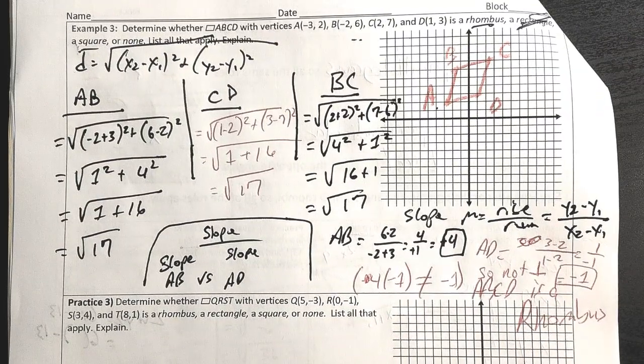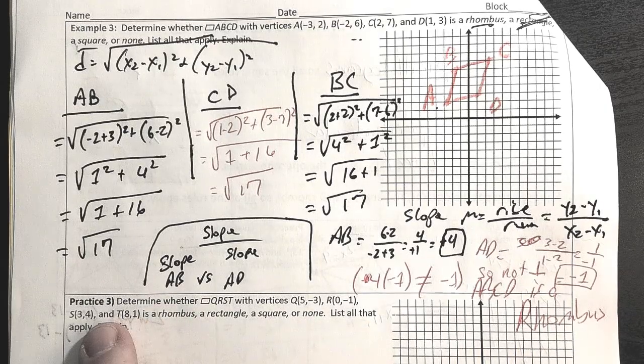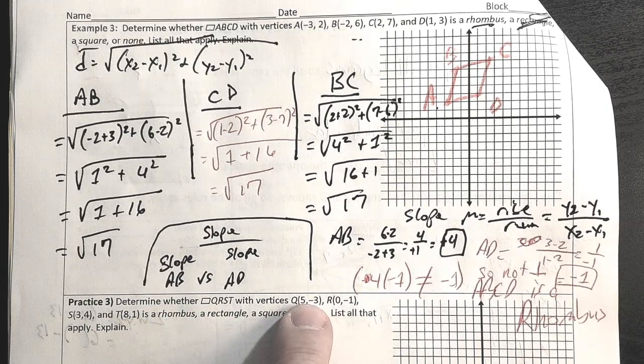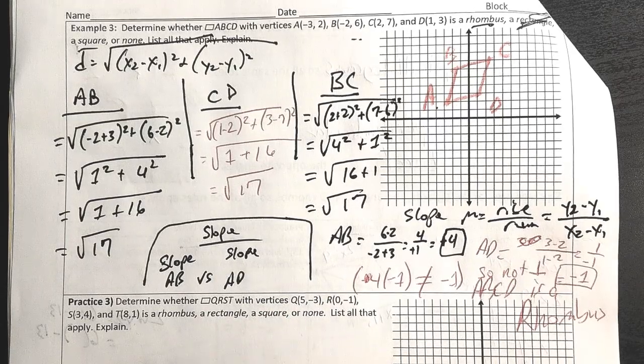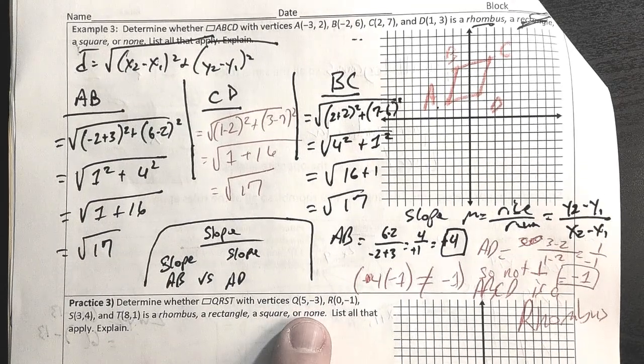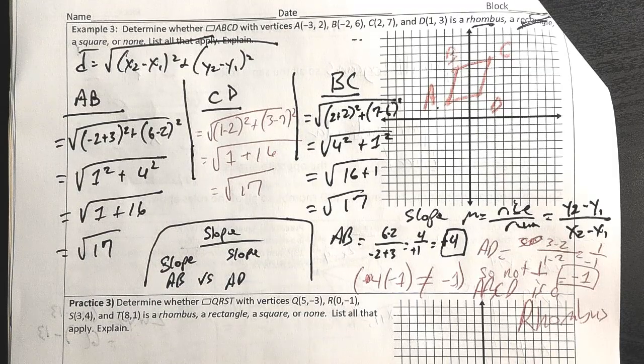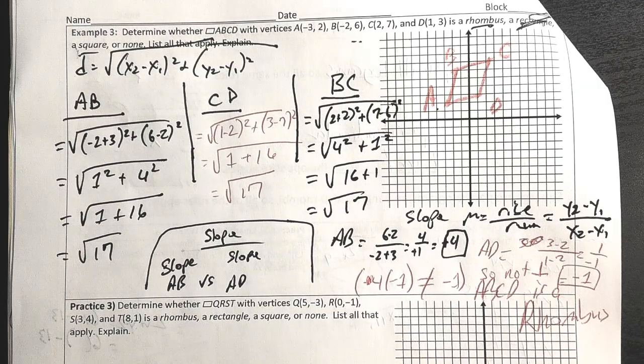All right, so practice 3. Up to you guys. Go ahead and plot it. Then use the distance formula to see. First check your opposite sides. So because it's going to be QRST, it'd be QR and ST. See if those are congruent or not. If it's not, then it's none.